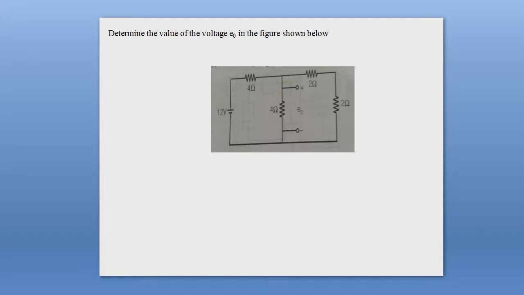You see a circuit consists of several resistances and one supply voltage is given. The question is to calculate the voltage drop across this 4 ohm resistance. What will be the voltage drop across the 4 ohm resistance, denoted as small e naught, and the supply voltage is 12 volt? Can anyone tell me how you solve this one? Anyone tell me how you solve the present problem?